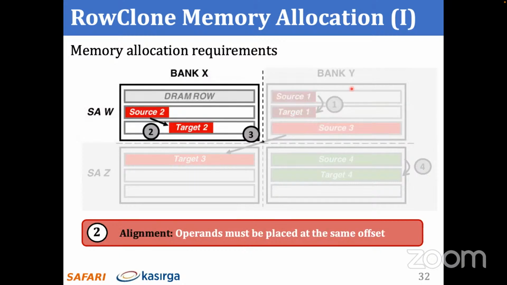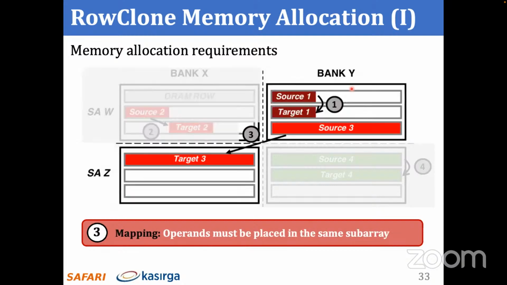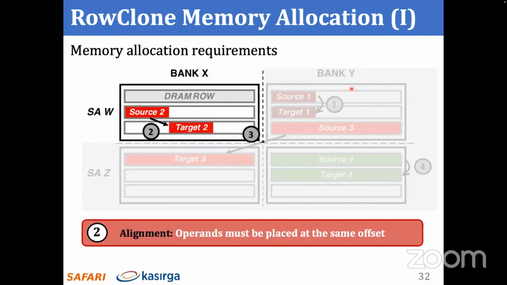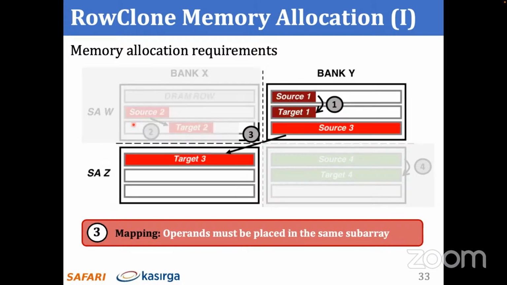The second constraint is called the alignment constraint, and it says that the operands must be placed at the same offset. If we perform a RowClone operation from source 2 to target 2 in the second example, we essentially cannot do it because of how the DRAM bit lines are organized. Source 2's bits must reside in the same bit lines as target 2's bits.